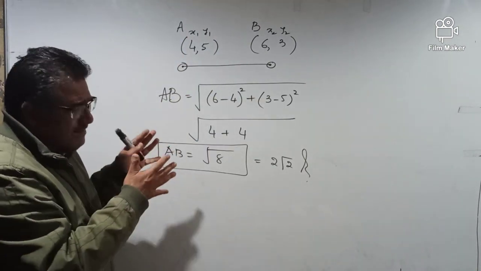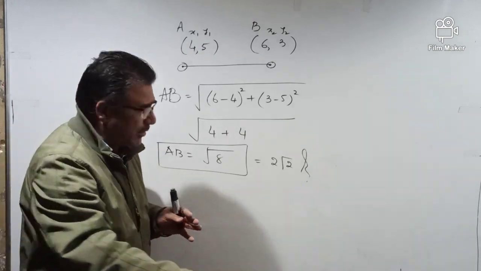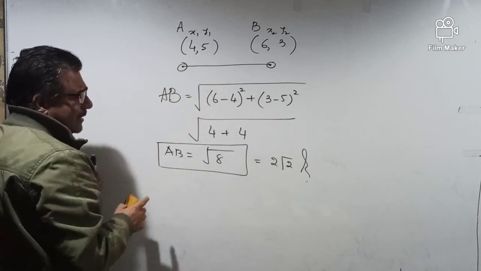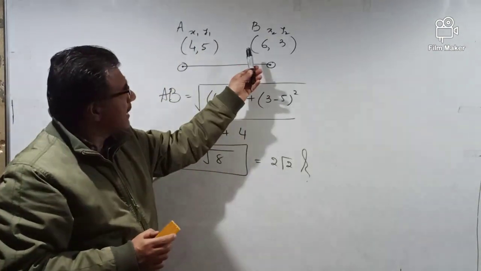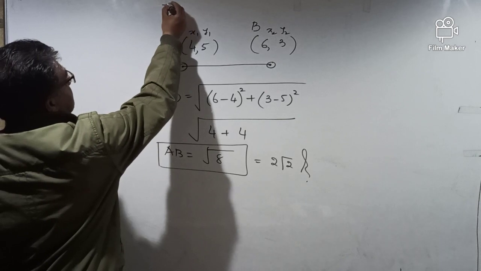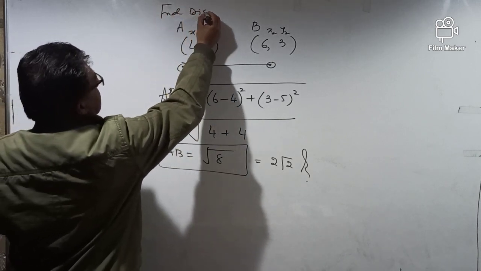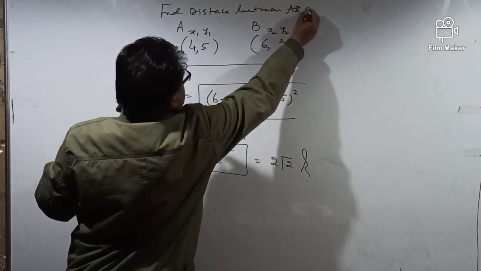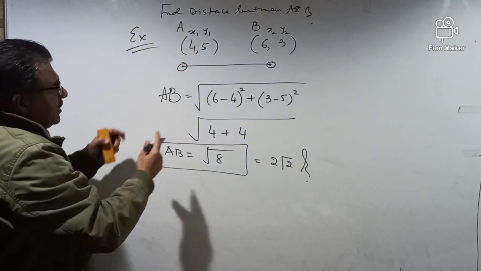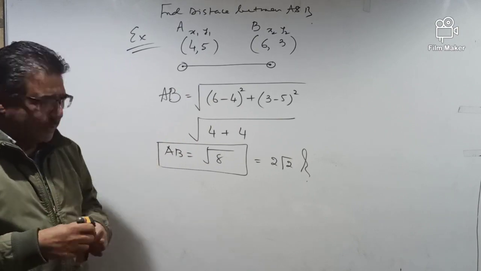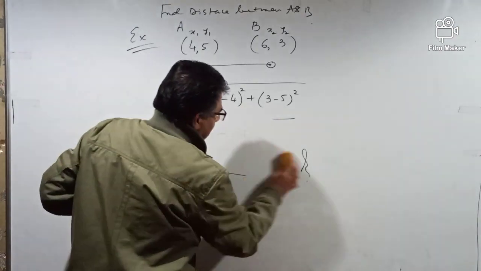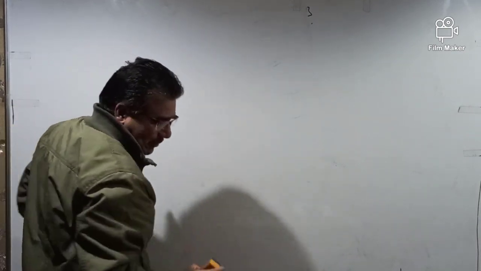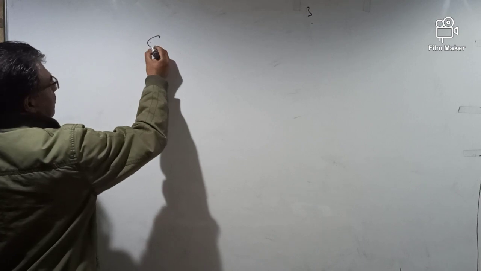This is how to apply the distance formula to a particular example. I have derived the distance formula, so I have applied that formula in a particular example, to find the distance between A and B. This is how to apply the formula. Now after this, we'll come to the next thing. So next is now section formula.